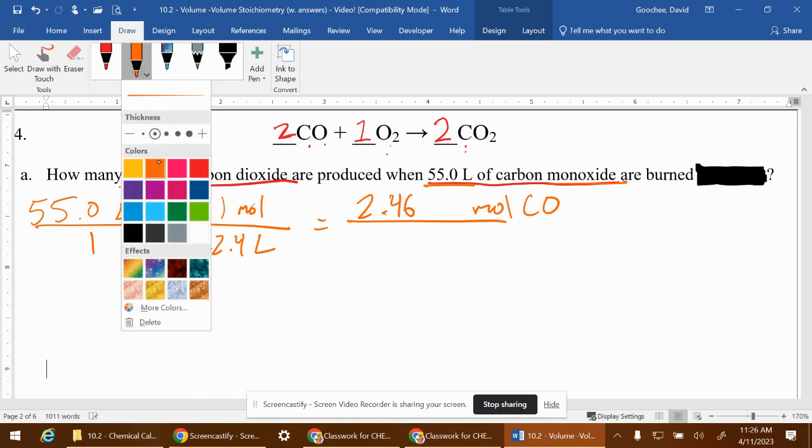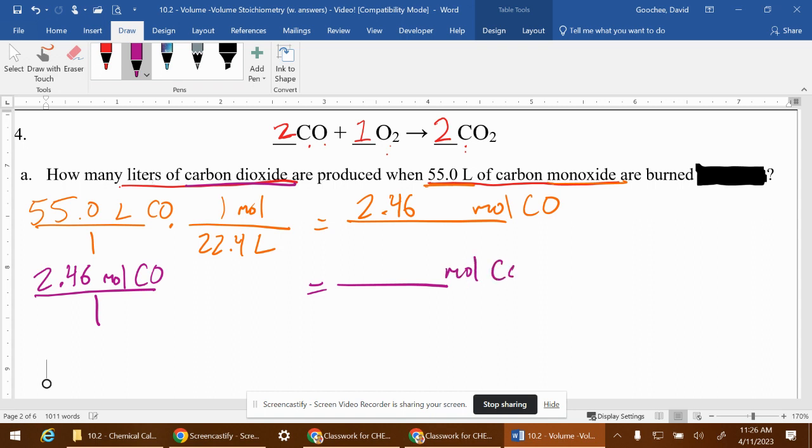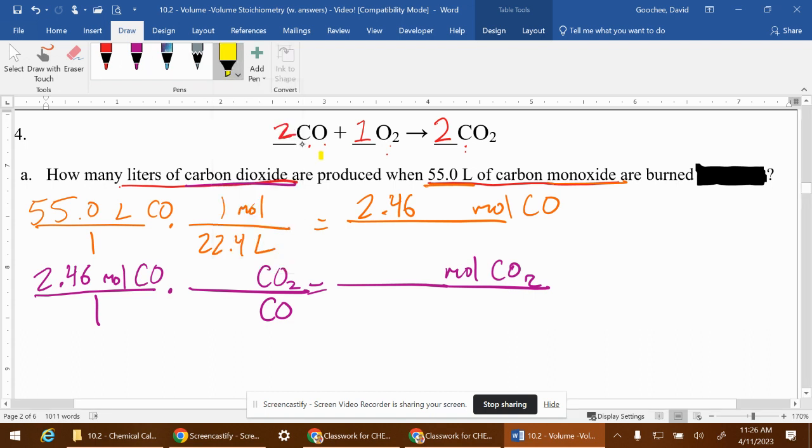All right. Next step, we've got to get these moles of carbon monoxide and turn them into moles of carbon dioxide. So 2.46 moles of carbon monoxide. We want to figure out how many moles of carbon dioxide that will produce. So for a mole-mole conversion, we want to get out of carbon monoxide and get into carbon dioxide. And we go and look at the values from the balanced equation. For carbon monoxide, it's 2. And for carbon dioxide, also 2.